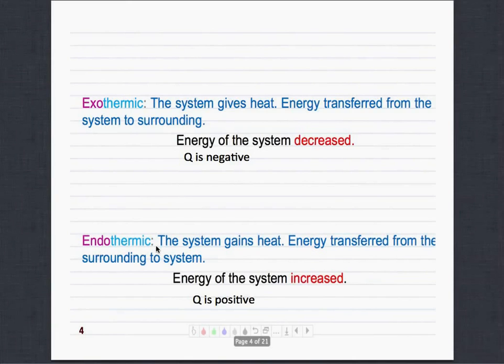Okay? So you need to keep in mind and know those two terms, exo and endo. Exo is the reaction or process that gives energy, and endo is the system or reaction that needs energy.